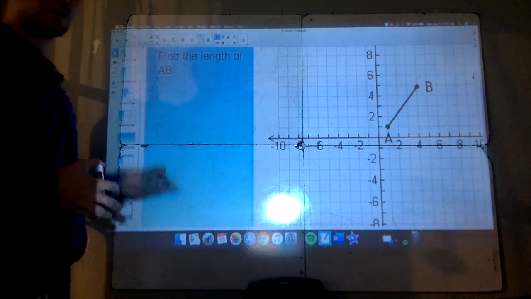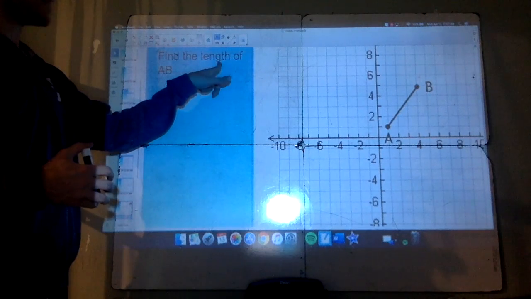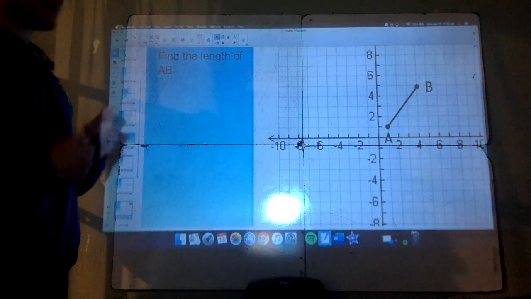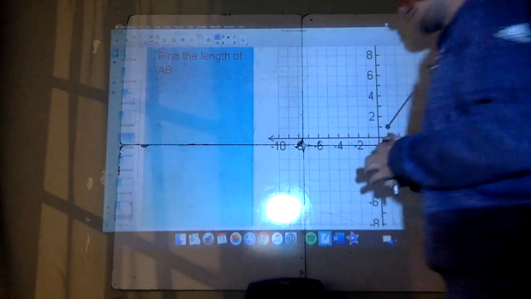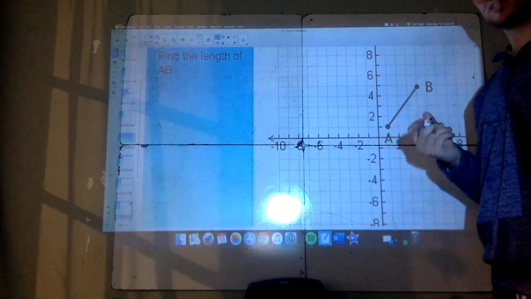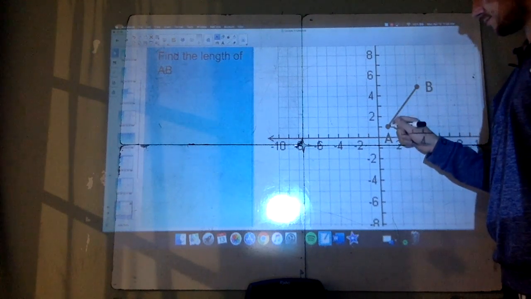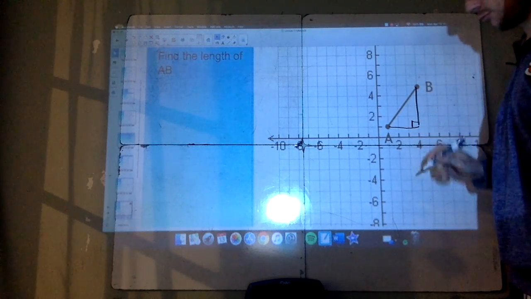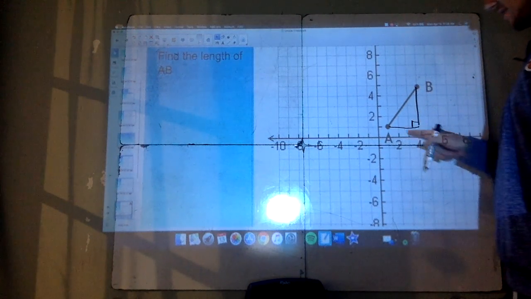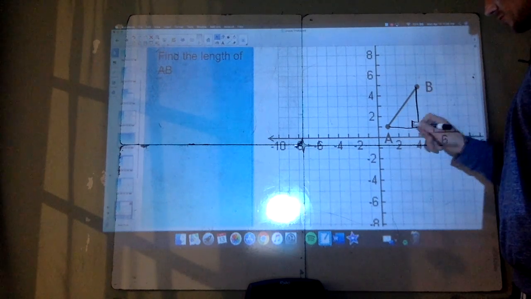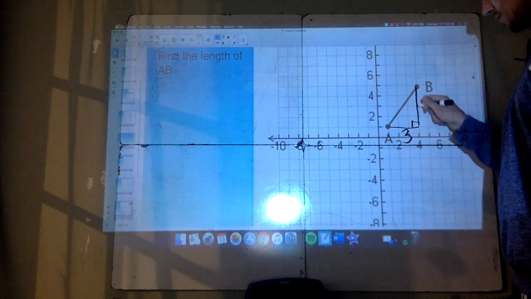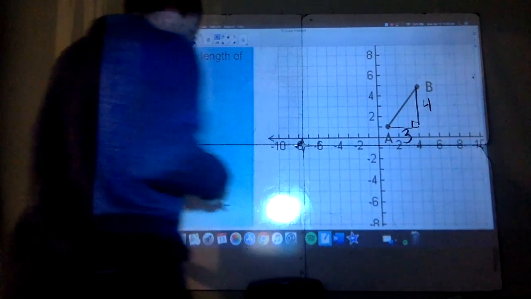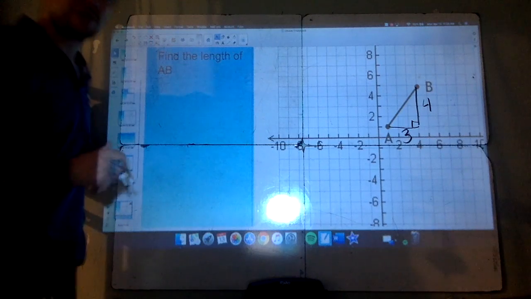So next up, we can find the midpoint, and we're also going to find the length of AB. So you might remember this from last semester, but if we want to find the length of something, there's a special triangle we always draw. We're going to turn it into a right triangle. And then we're going to find these side lengths. So this is 1, 2, 3. 1, 2, 3, 4. So how can we find the longest side of that right triangle?